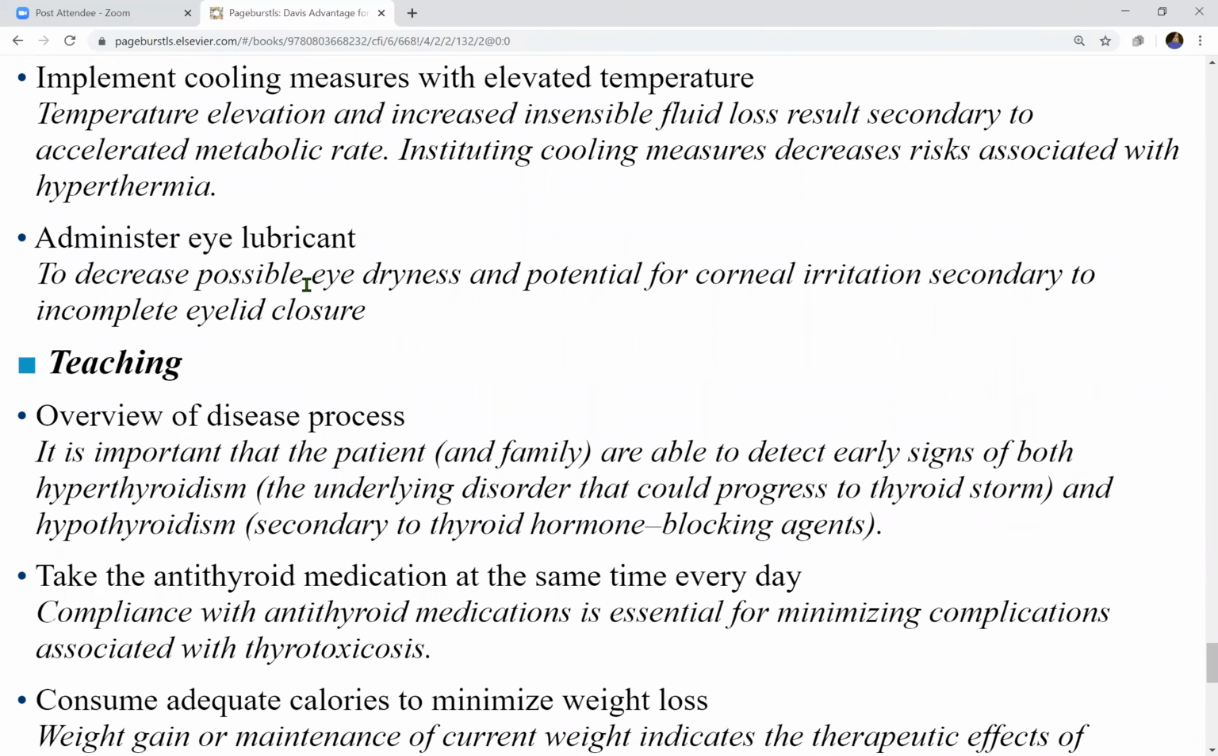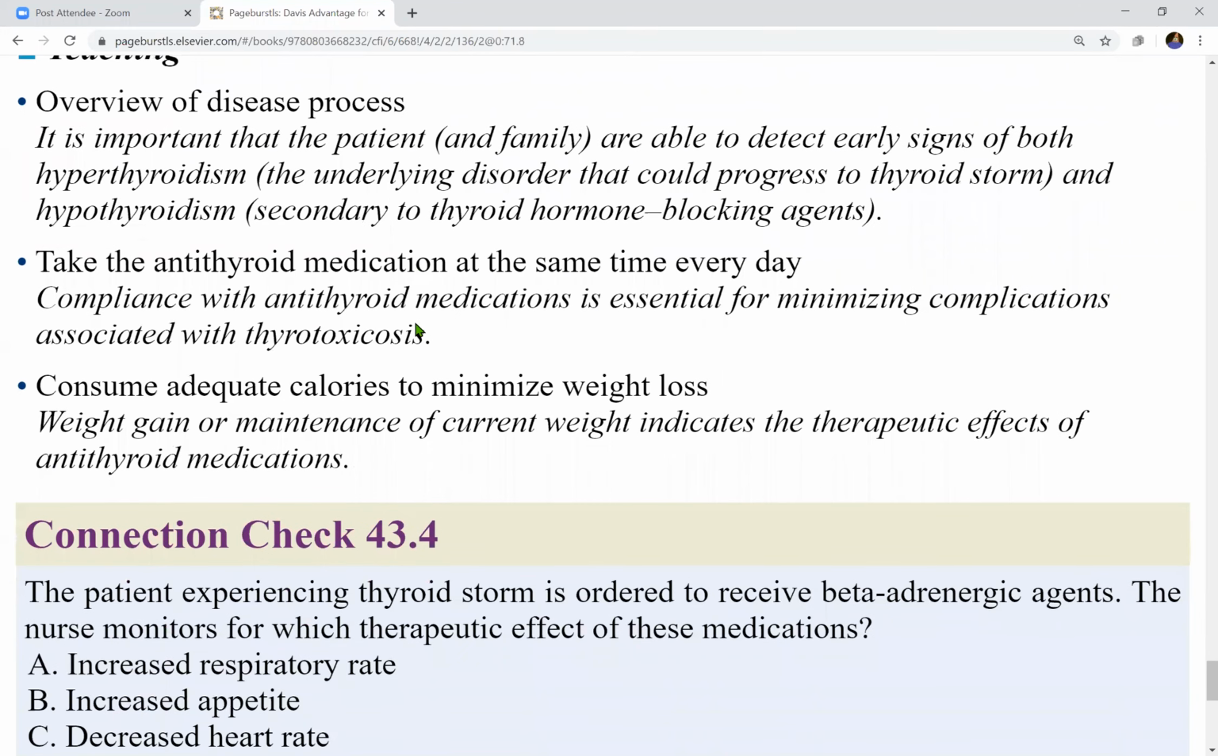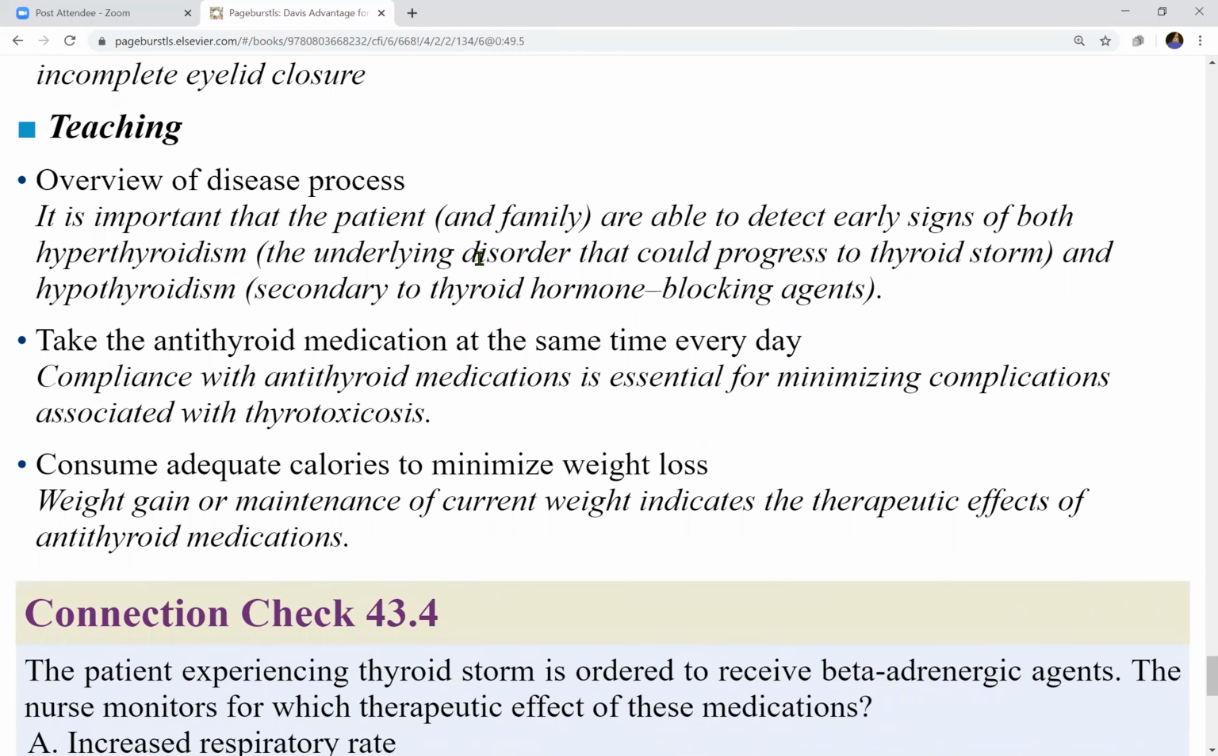We can do artificial tears here to lubricate the eyes, and at night, because they can't completely close their eyelids, we can tape it gently or use eye patches, or if you want you can staple the eyelid shut. Okay, so watch for thyroid storm. They should be aware the earliest indicator of a thyroid storm is a rise in temperature, even just 1 degree.